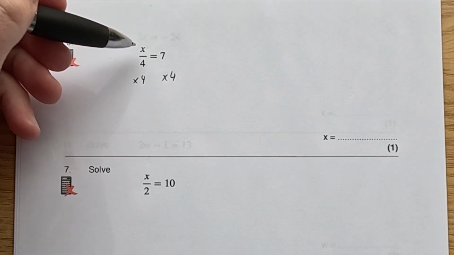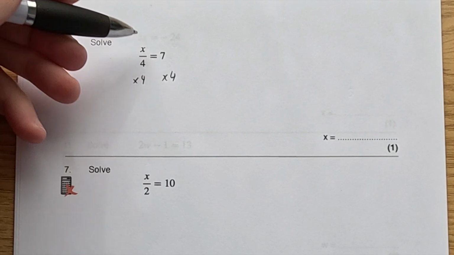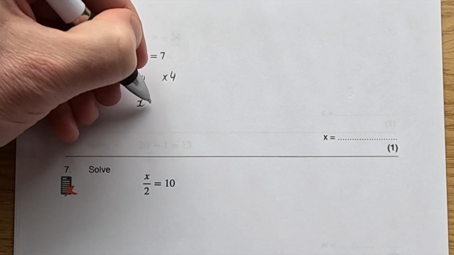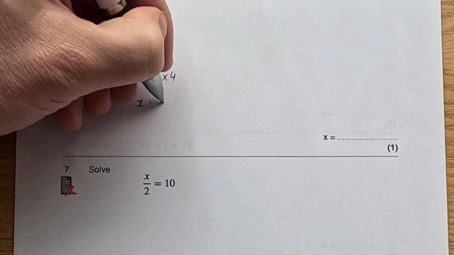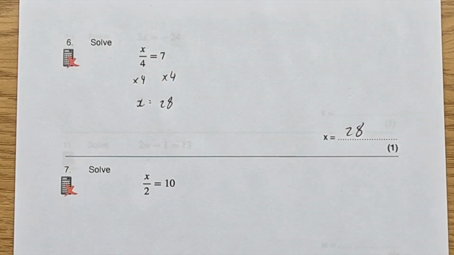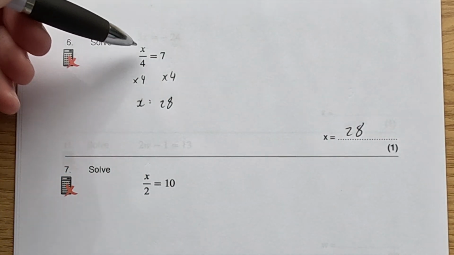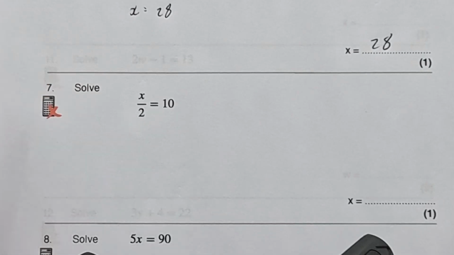On the left-hand side, we had x divided by 4. We're multiplying by 4, so that's going to get rid of the divide by 4, and we're just going to be left with x. And on the right-hand side of the equation, we've got 7 times 4, and 7 times 4 is 28. So we get that x is equal to 28. And that's it. And again, we can check our answer. 28 divided by 4 is equal to 7, so we know we're right. Okay, let's look at our next question, question number 7.